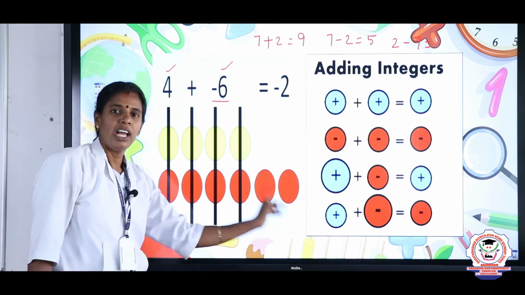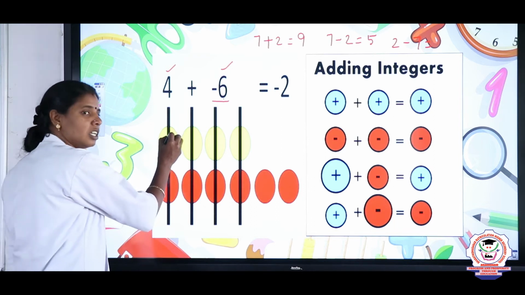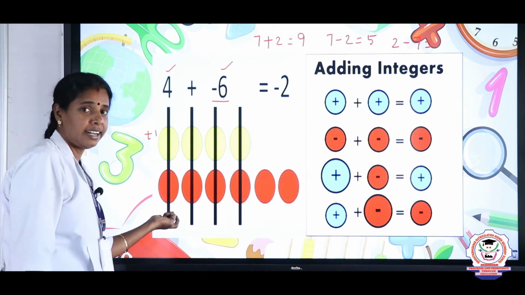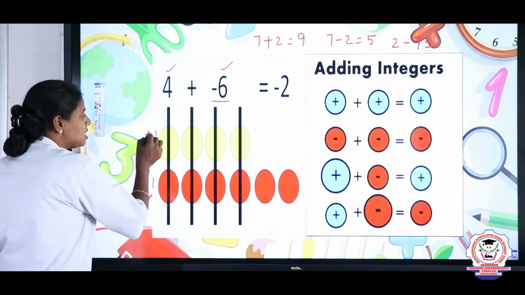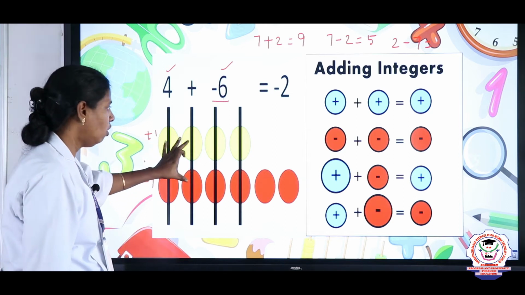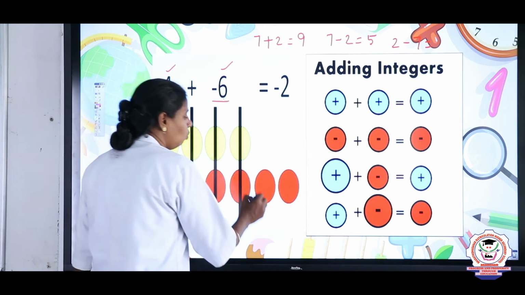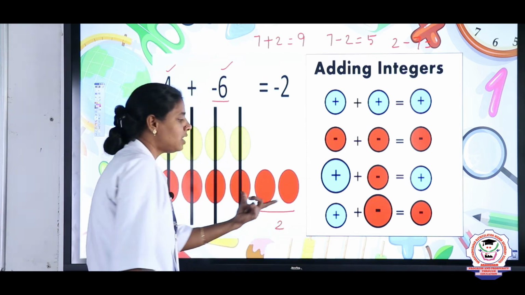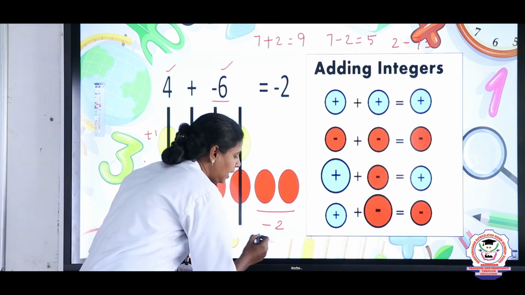So 6 negative red circles, and if you combine these two, the value of each yellow circle is plus 1, and the value of each negative, that is red circle, is minus 1. The combination of these two will become 0. See, plus 1 minus 1 will become 0, right? So the first pair will become 0, second pair, third and fourth. Till this the value is 0. And what is left here remaining? How many circles are left here? 2. And the color of the circle is red. Red indicates what? Negative. So the answer is minus 2.